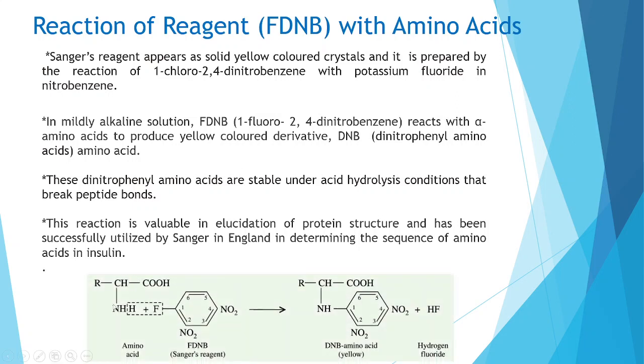Here you can see this amino acid, and this is the NH2 group of this amino acid, and this is reacting with Sanger's reagent. HF is being released, and this is linked to form this stable compound, DNP amino acid. This is yellow in color, and this can be monitored through a colorimeter or a spectrophotometer.